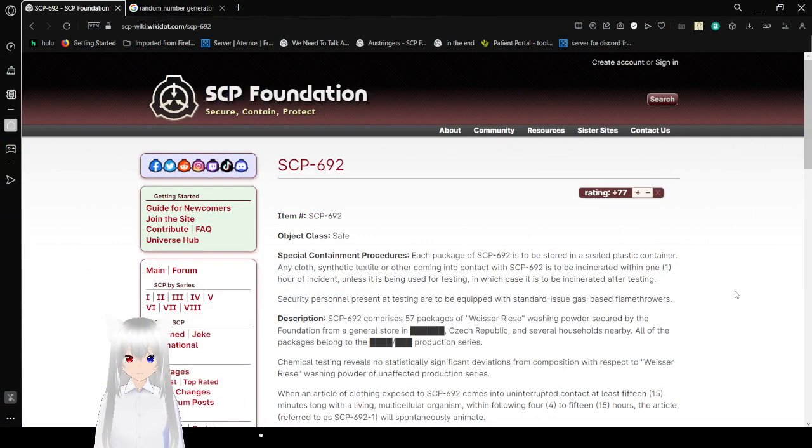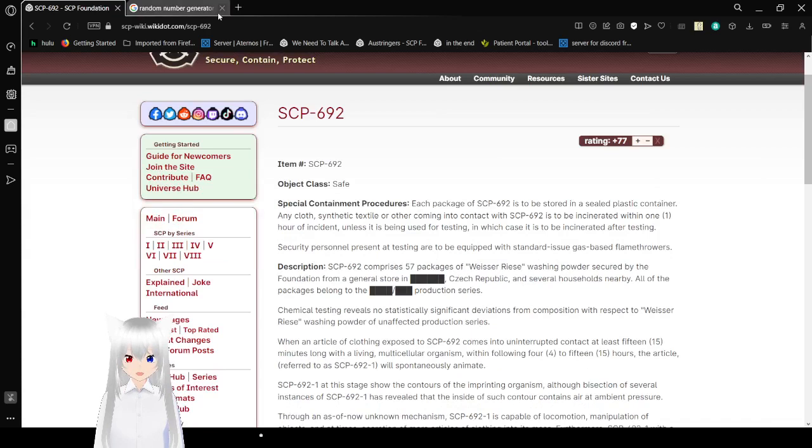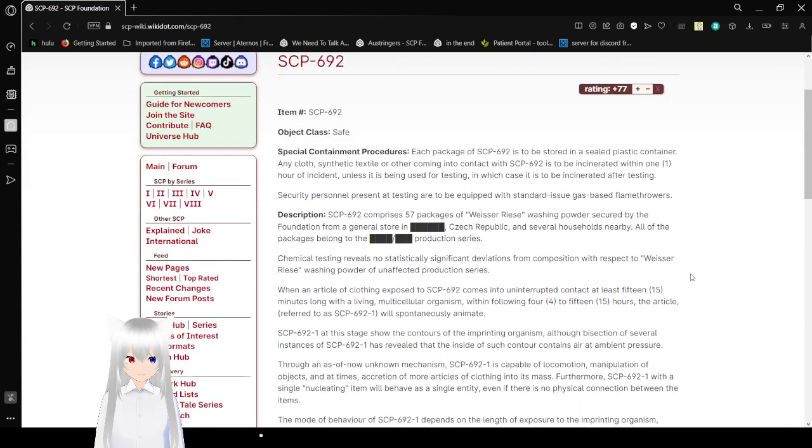Item number: SCP-692. Object class: Safe. Special containment procedures: Each package of SCP-692 is to be stored in a sealed plastic container.